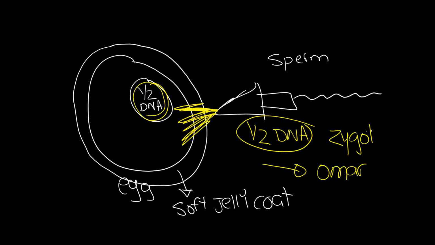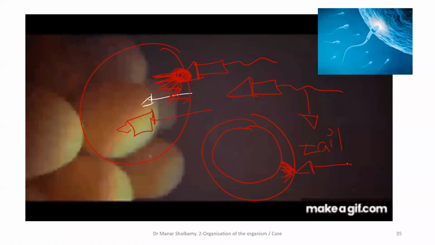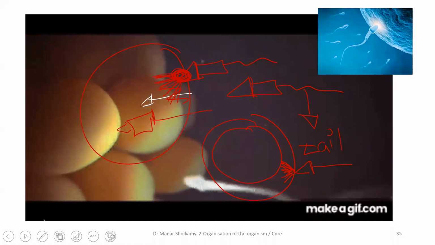The baby is called the zygote. This baby, half plus half, Omar equals what? 1. Omar will contain half the DNA from his mother and half the DNA from his father. This is what happens in sexual reproduction. Your mother's female produces 1 egg per month.